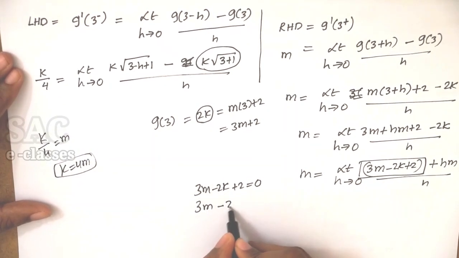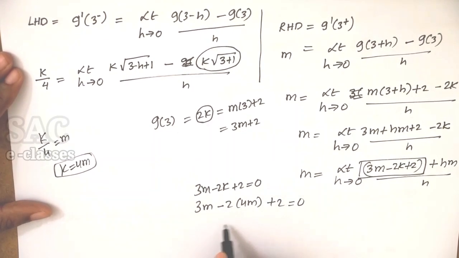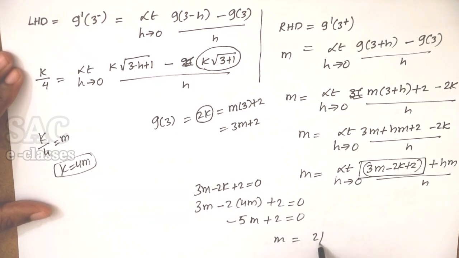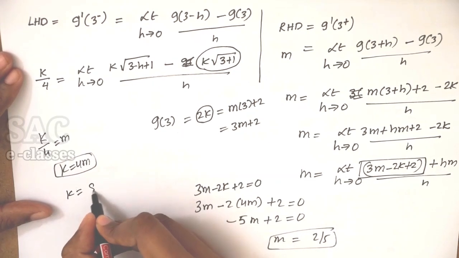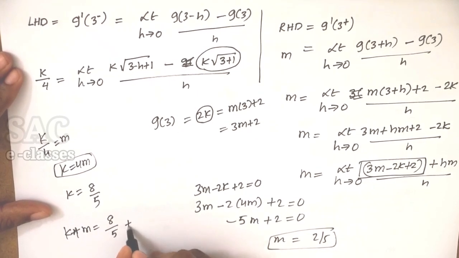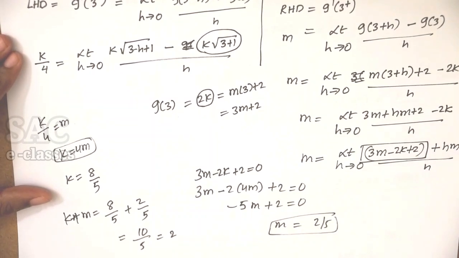3m minus 2 into 4m plus 2 equal to 0. Obviously minus 5m plus 2 equal to 0, then m equal to 2 by 5. M value is 2 by 5, then k value is 8 by 5. You want k plus m value. 8 by 5 plus 2 by 5 will give you 10 by 5. Answer is 2. Here if you have understood this step, it's enough.